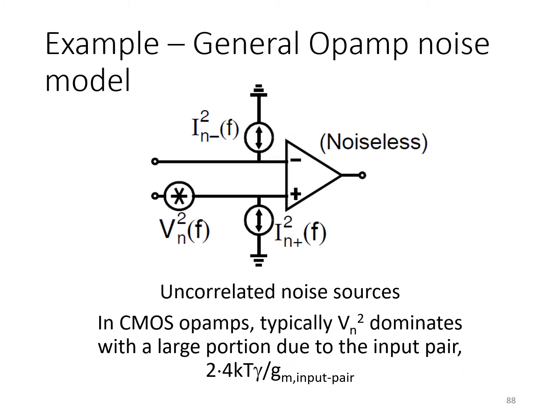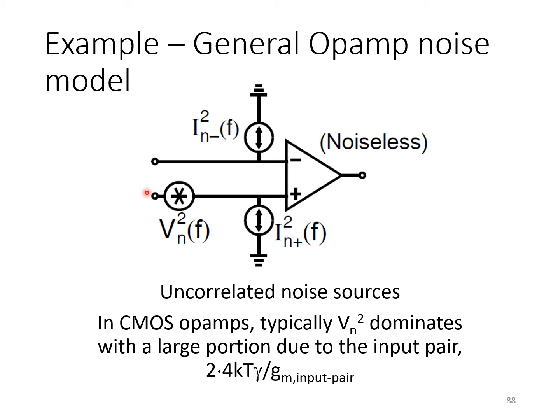So as with any amplifier stage, a complete noise model must include both input-referred voltage noise source and current noise sources. So here's a general op-amp noise model showing both the voltage and current input-referred noise sources. Now, as long as the input of the op-amp is being driven with a relatively moderate or low impedance, then typically the input-referred voltage noise dominates.